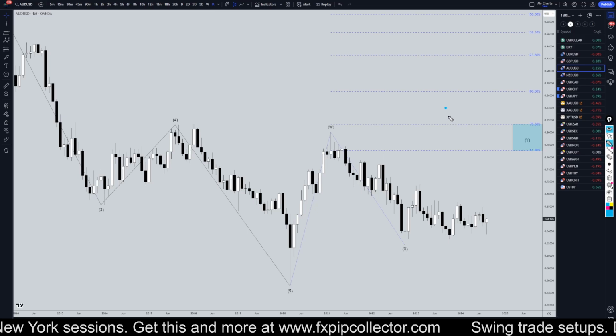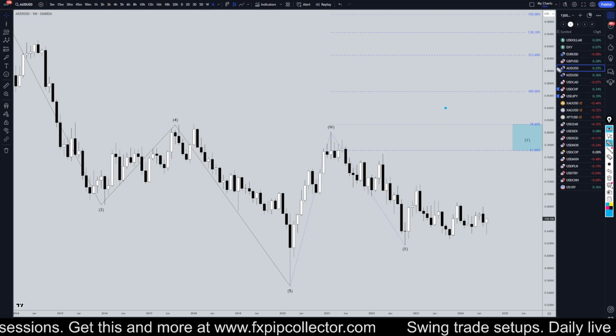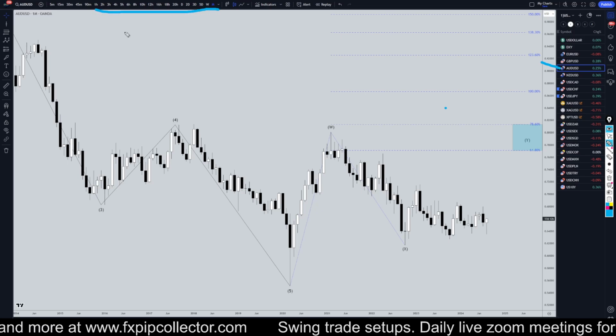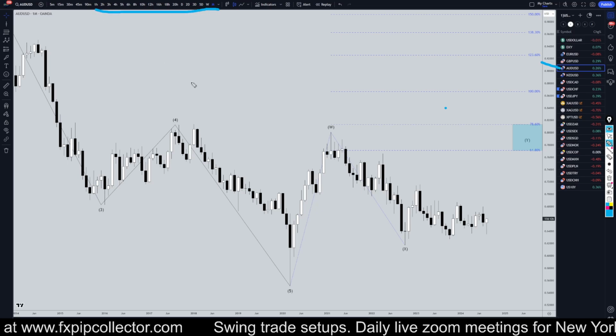Today is Tuesday, August 13th, and I'm going to be analyzing the Aussie US dollar, starting on the monthly, working my way all the way down to the 1 hour time frame for the full top-down analysis.